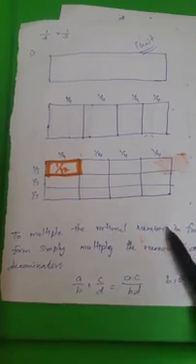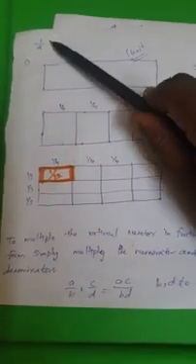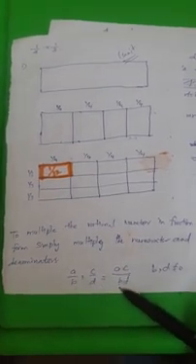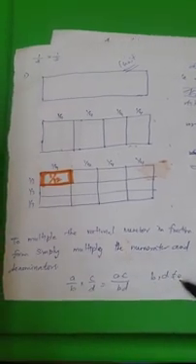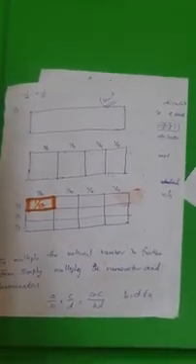To multiply rational numbers, we know the result of 1 by 4 into 1 by 3 is found by simply multiplying the numerators and the denominators. For example, a by b into c by d is ac by bd, where b and d are the denominators, so they are not equal to 0. This is the first activity. The second activity, for division, is 4 by 5 divided by 1 by 2.